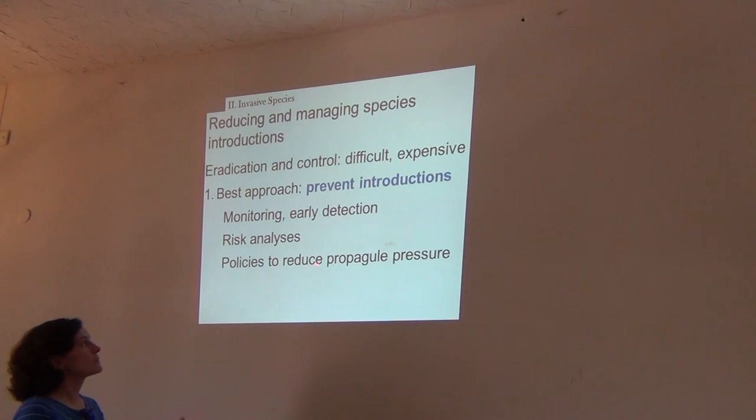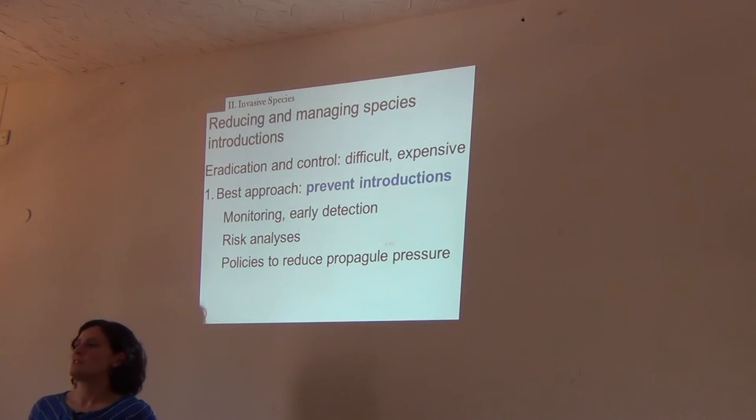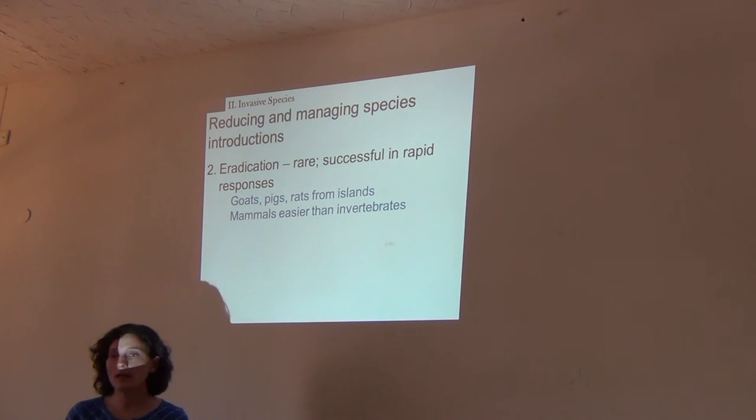So there are various ways to try to reduce propagule pressure. For aquatic species, it means you have to clean the boat to make sure that you are not moving one species, generally invertebrates, from one lake to another. Anyways, any questions up until this point? Yes, Bilal.